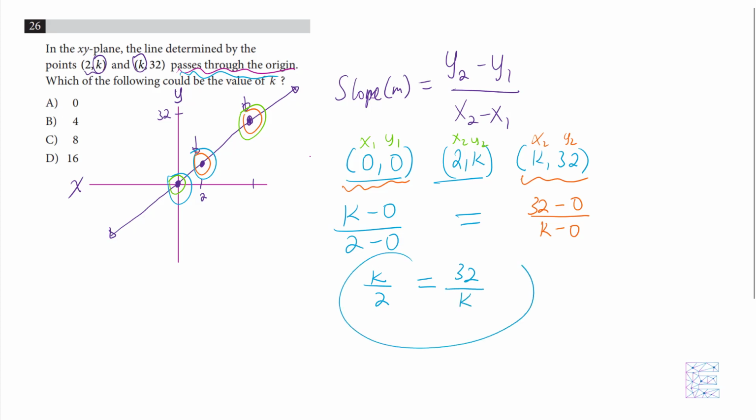And now we have a nice proportion here that we can solve. Remember that when you're solving for proportions, all you do is cross multiply. So we would have k times k, which is k squared, equals 2 times 32, which is 64. And you can see this works out really nicely for us. k squared is square rooted, becomes just k, and the square root of 64 is 8. And that makes C the answer to this question.